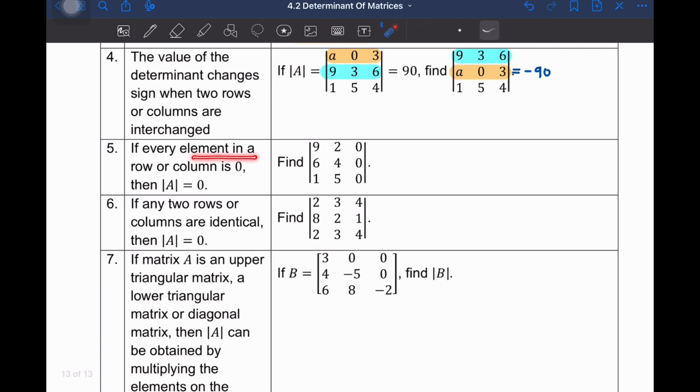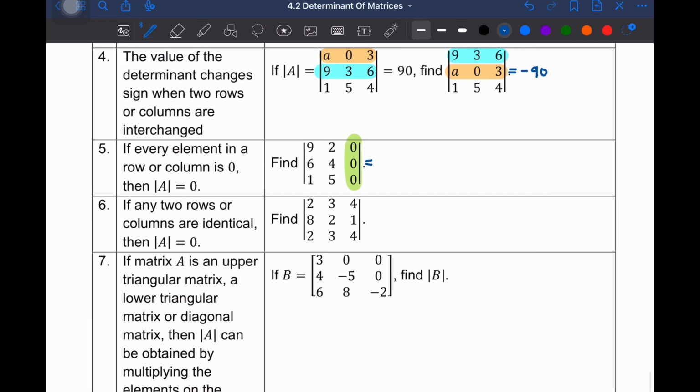Okay, and then next one. So, if every element in a row or column is 0, then determinant of A is equal to 0. So, we see over here, the third column that we have over here is all 0. So, determinant is going to be 0 straight away. Okay, next one. So, if any two rows or columns are identical means sama, sebiji, okay, then the determinant is also going to be equal to 0. Okay, so then we have over here the first row is equal to the third row. So, it's identical, sama je elemen dia tu. 2, 3, 4, sini pun 2, 3, 4. So, determinant dia straight away terus dapat 0 macam tu.